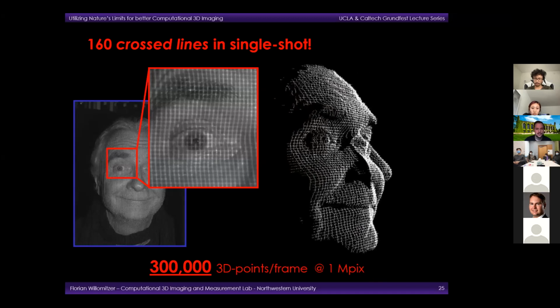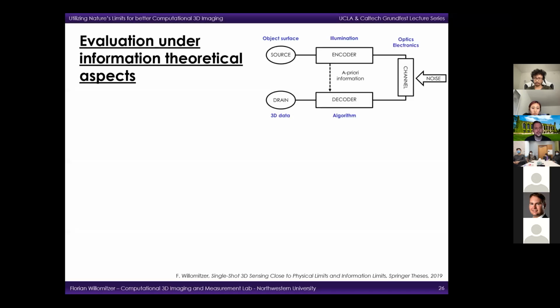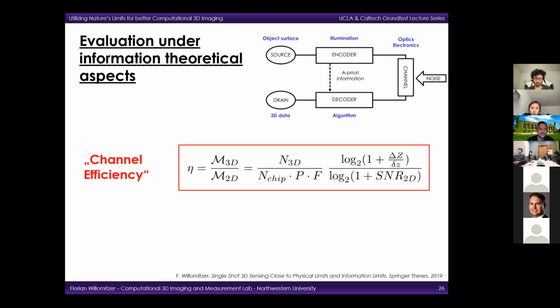Now, last but not least, we also evaluated our principle under information theoretical aspects, and I also just briefly mention this here. What we did is we started at the information theoretical model for 3D sensors that we have discussed before. Then we used Shannon's channel capacity to come up with an information theoretical figure of merit that can be used to quantify different 3D imaging principles. And we call that channel efficiency. I need to direct you to my PhD thesis for details, because I will not explain in detail what all these terms mean.